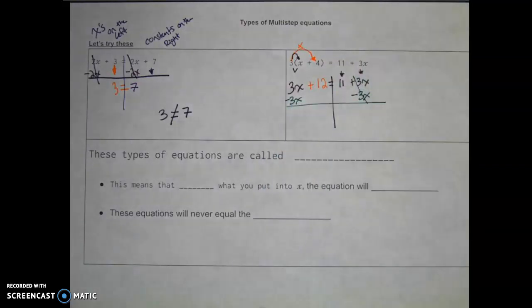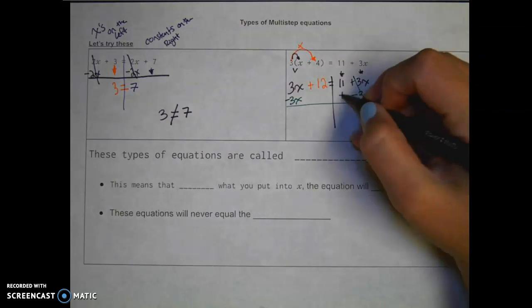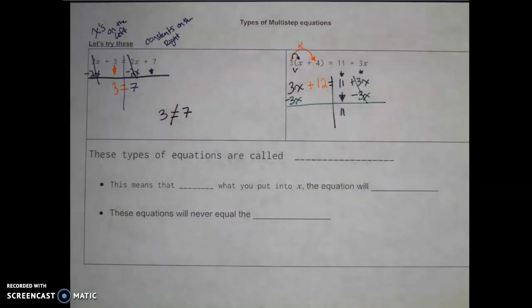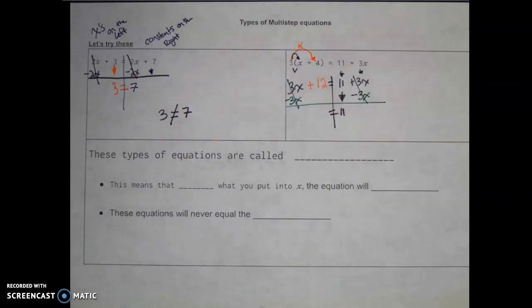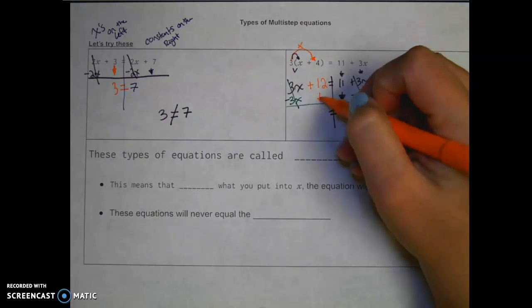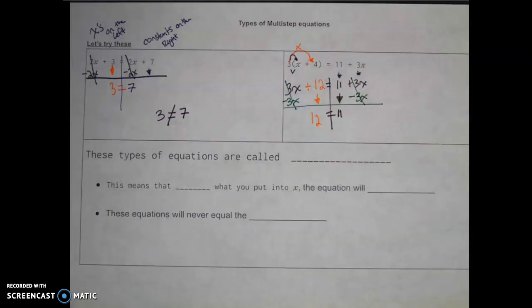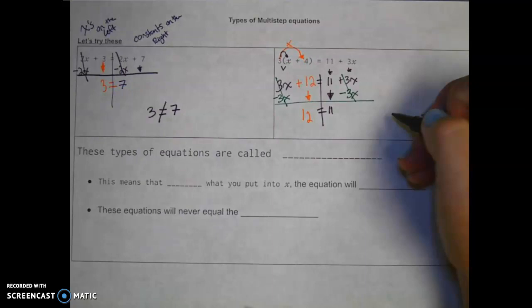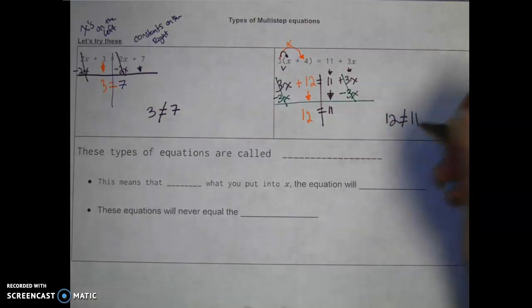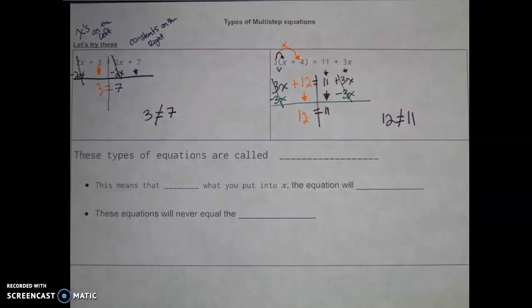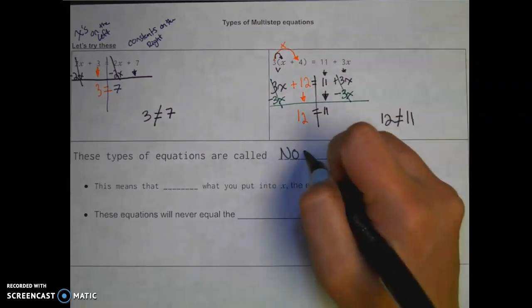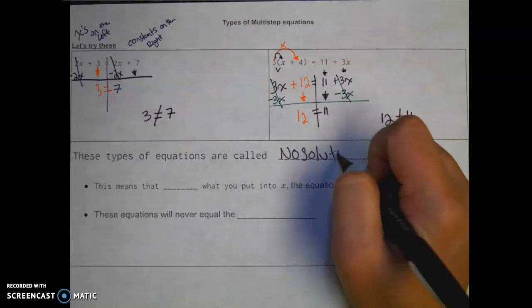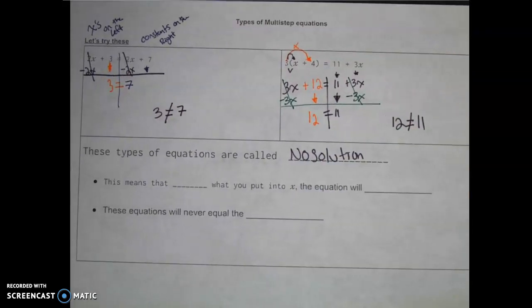These cancel. All I'm left with is 11 on this side equals 3x minus 3x is going to cancel and leave me with nothing except for this 12. So bring your 12 down. We have the same thing here. We have 12 cannot equal 11. So these types of solutions, when you have two different numbers, are called no solution, because there's no solution for x.